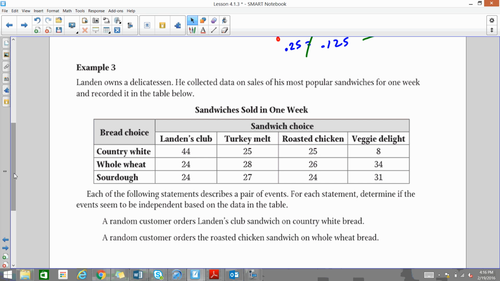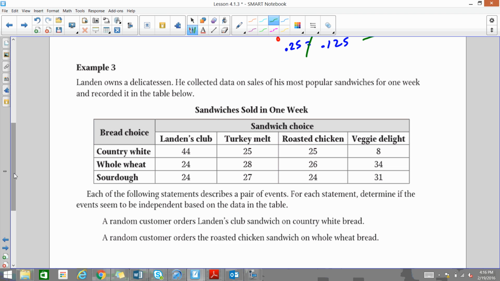Sandwiches sold in a week, so you have different choices of sandwiches, like Landon's Club, turkey melt, and so on. And then you get a bread choice on the left side. This is called a frequency table. Now, in all frequency tables, when I see this, you need to find your marginal values. And marginal value means you need to add up everything going downwards in each column and everything going across in each row. So I add up all the Landon Club people, the turkey melt people, the roasted chicken. You want to know all these values before you even start or read anything. So we're going to add these all up.